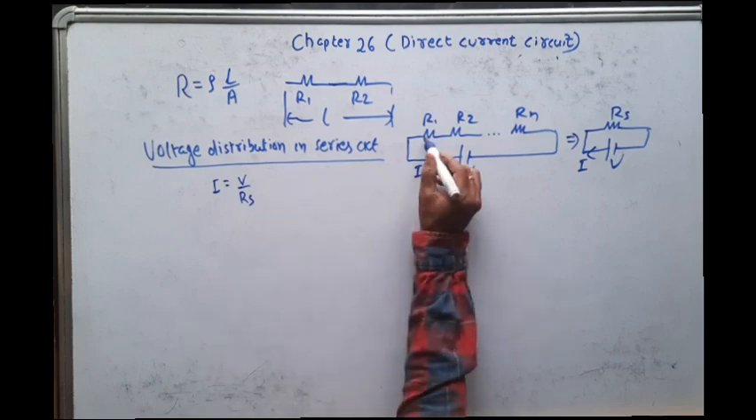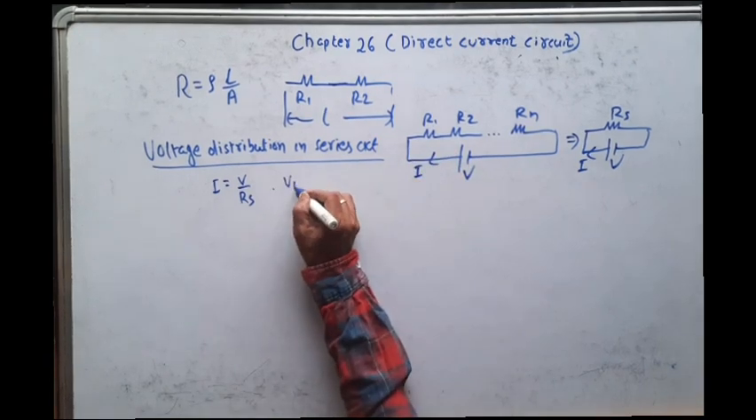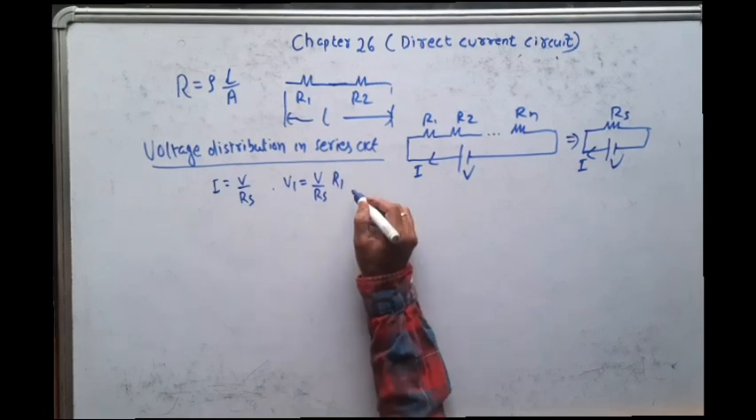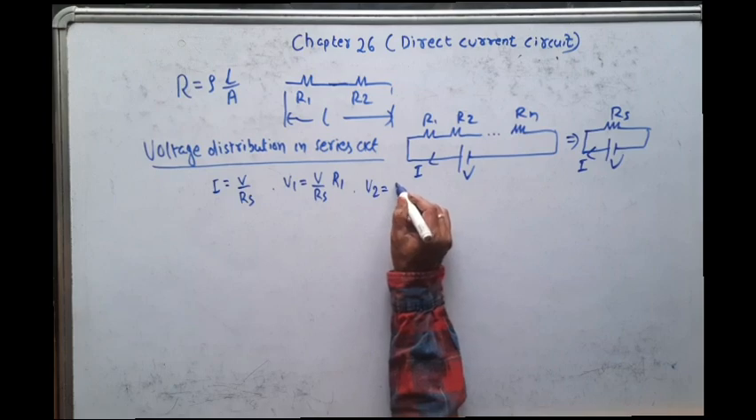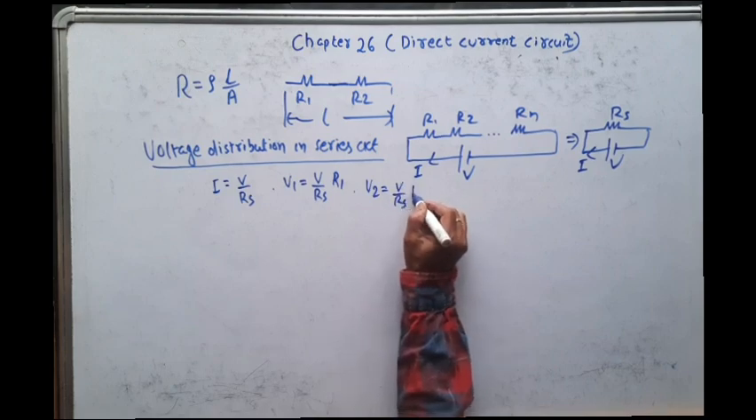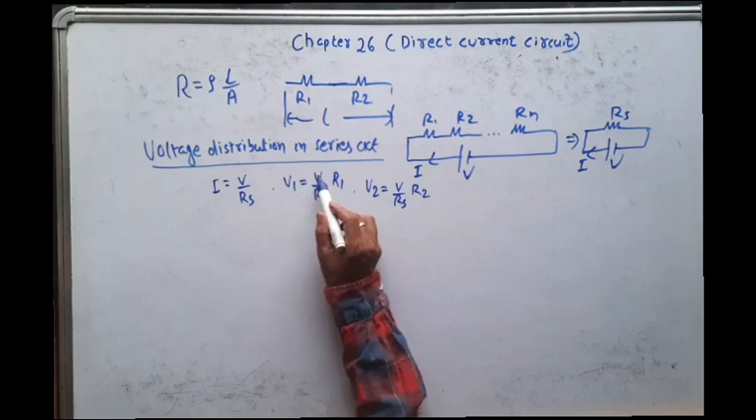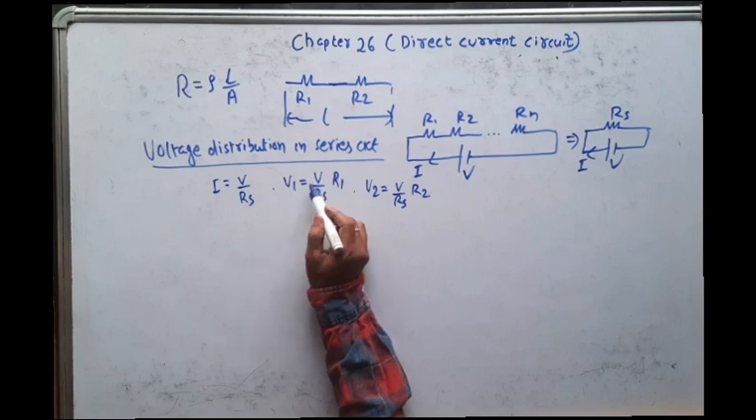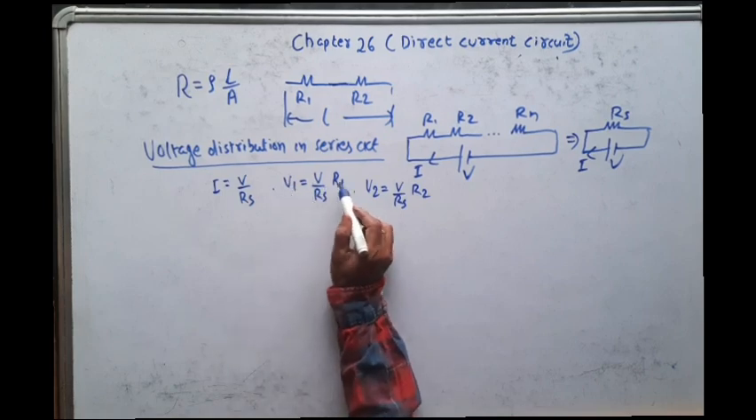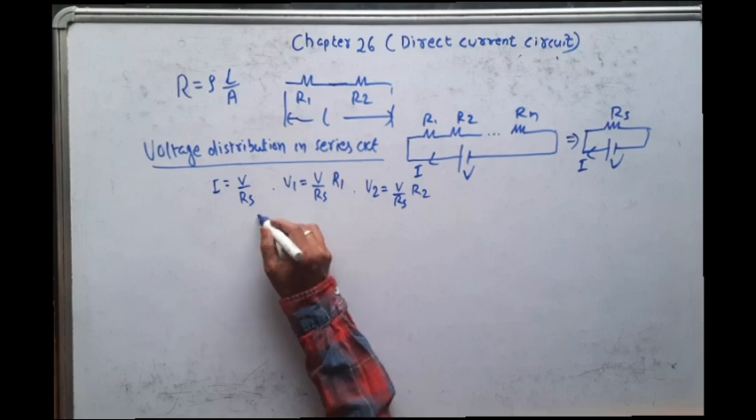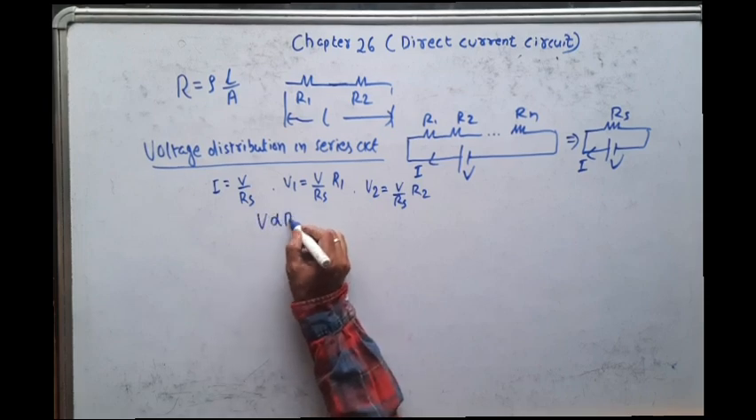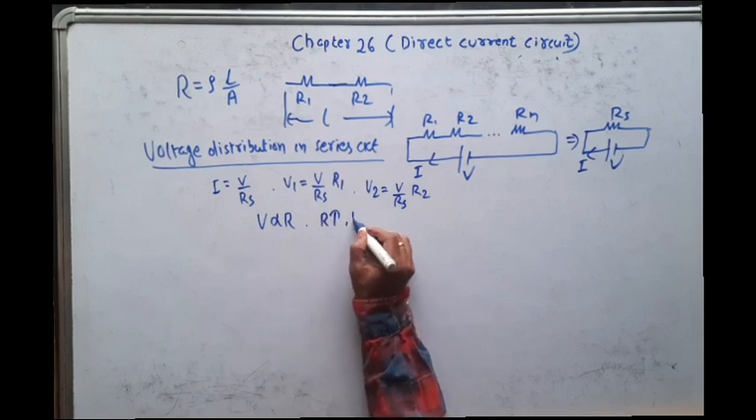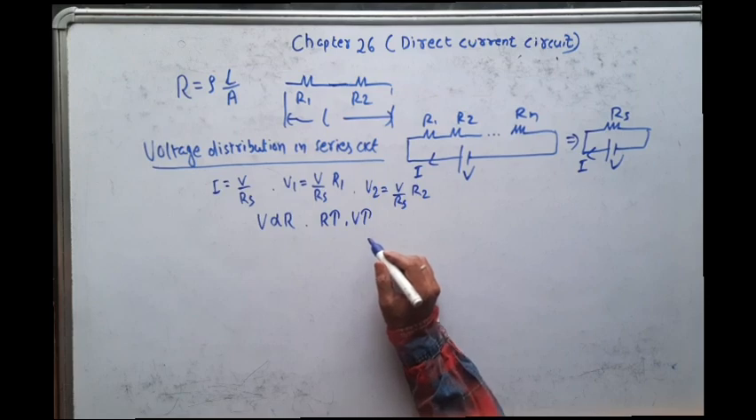Then the same I will pass through R1. Then what is V1? V1 is nothing but V by Rs into R1. What is V2? V2 is equal to I into R2, and I is nothing but V by Rs into R2. So in every case V by Rs is the same, which is nothing but current. So how does the voltage depend upon resistance? Voltage is directly proportional to the resistance. If in the series circuit the resistance value is more, then the voltage across that resistance is also more.